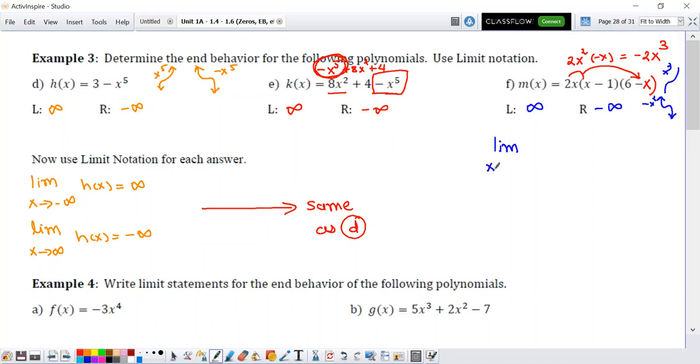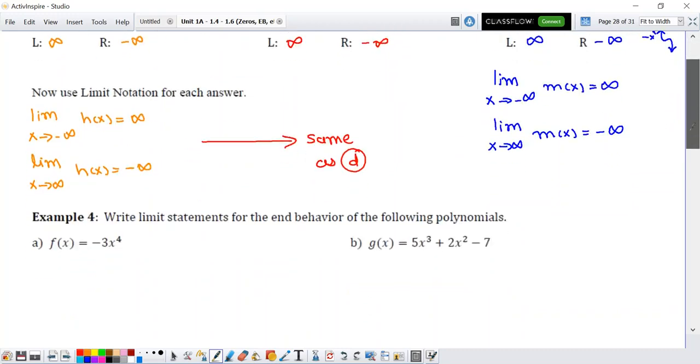So practice one more time. Limit as x arrow negative infinity, m of x is infinity. Limit as x arrow infinity, m of x goes to negative infinity. So I hope you got this: left, right, left, right.